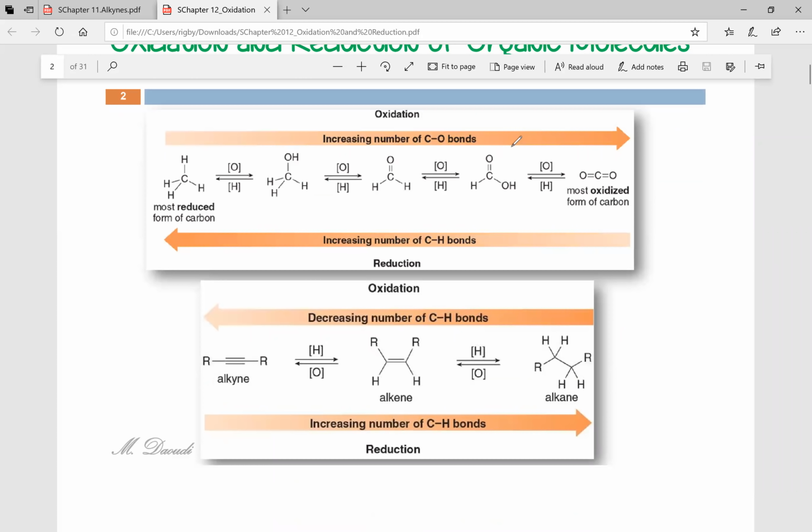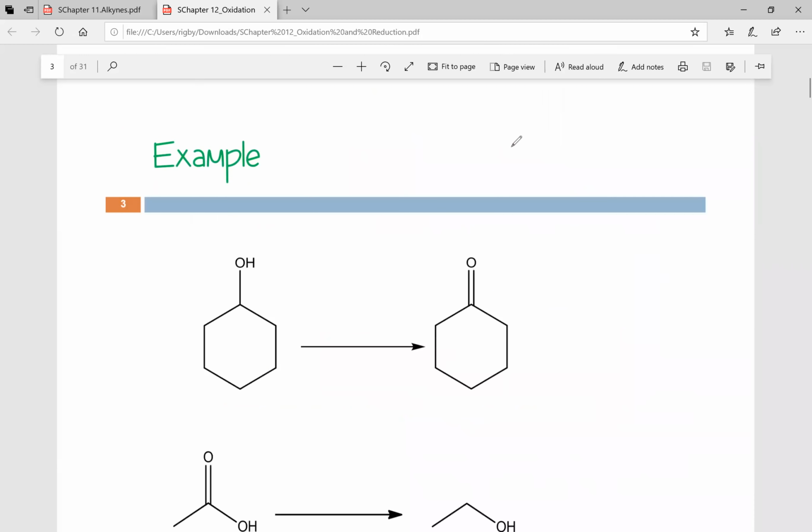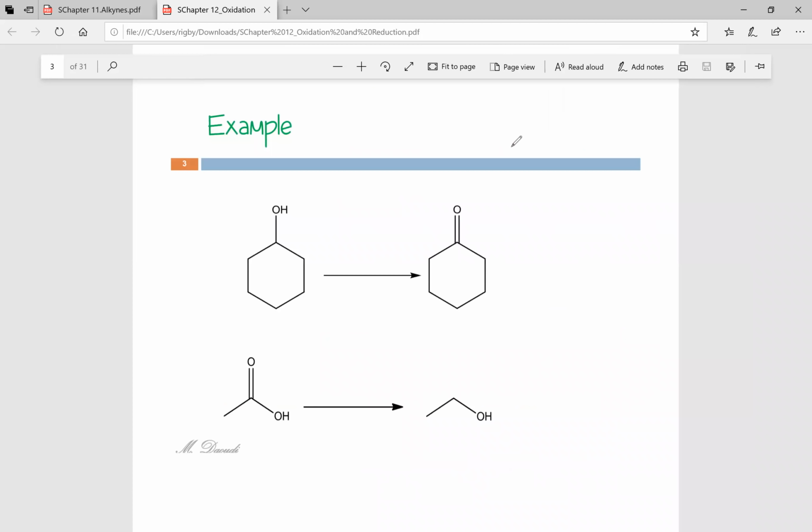And the opposite is true when we have an increasing number of C-H bonds, just like we talked about before, okay? So here are a few examples. This first example would be oxidation, because we increased the C-O bonds and lost one hydrogen bond. This would be reduction, because we lost two oxygen bonds and gained two hydrogen bonds.